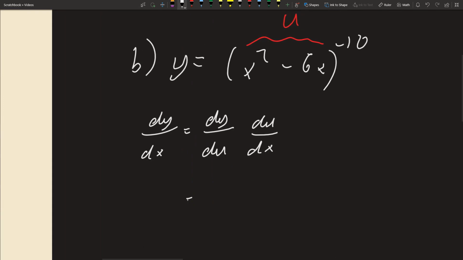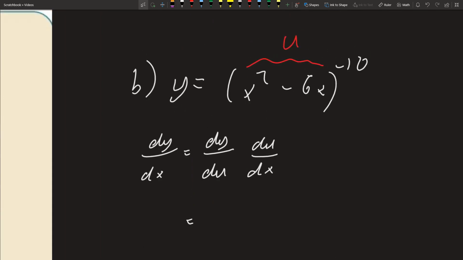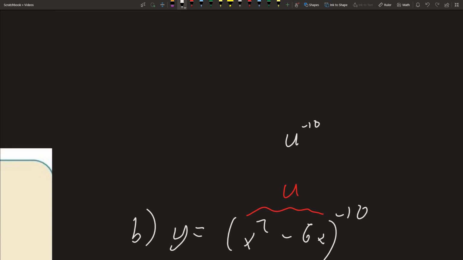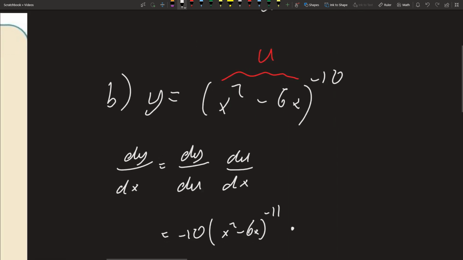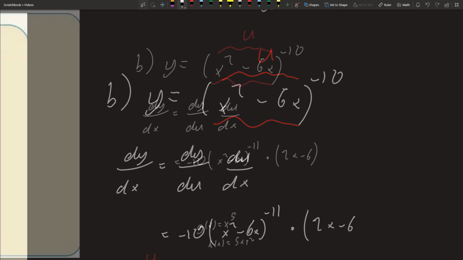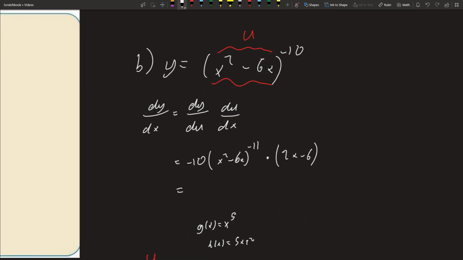Anyways, so what's dy over du? So we treat it as u to the negative 10, right? So bring negative 10 down, u to the negative 11. So we have negative 10 times u, and u is x squared minus 6x, to the negative 11. And then we want to find du with respect to dx, right? So u is this. With respect to x, we'll find that to be 2x minus 6. Simplifying this gives negative 20 times (x minus 3) over (x squared minus 6x) to the power of 11.